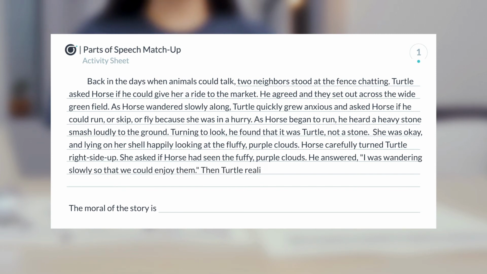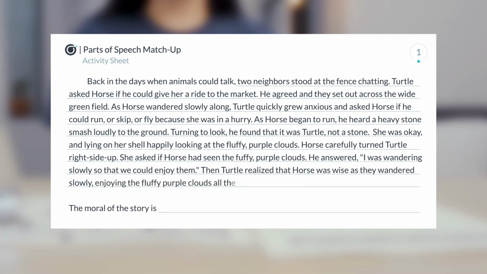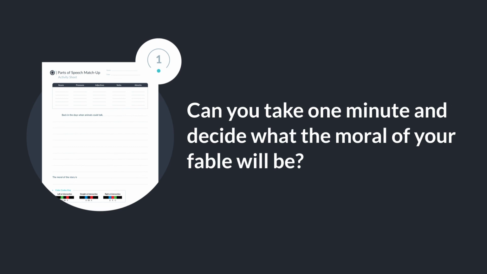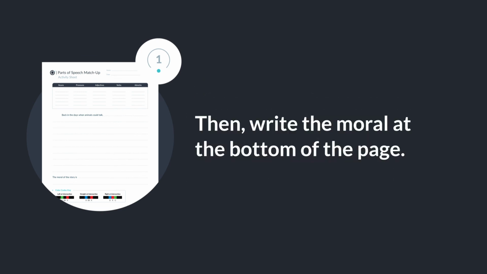Then Turtle realized that Horse was wise as they wandered slowly, enjoying the fluffy purple clouds all the way to the market. The moral of the story is to take time to enjoy the journey of life. Can you take 1 minute and decide what the moral of your fable will be? Then write the moral at the bottom of the page.